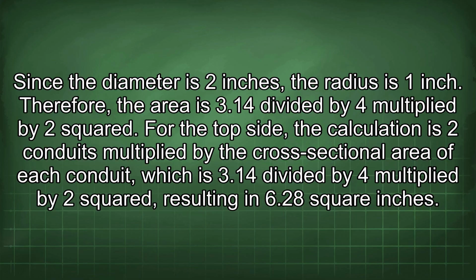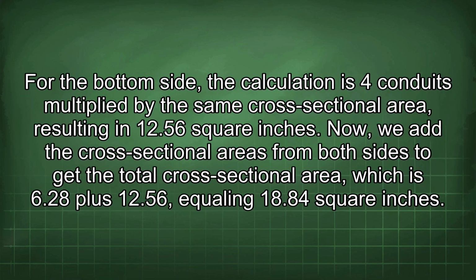For the top side, the calculation is 2 conduits multiplied by the cross-sectional area of each conduit, which is 3.14 divided by 4 multiplied by 2 squared, resulting in 6.28 square inches. For the bottom side, the calculation is 4 conduits multiplied by the same cross-sectional area, resulting in 12.56 square inches.